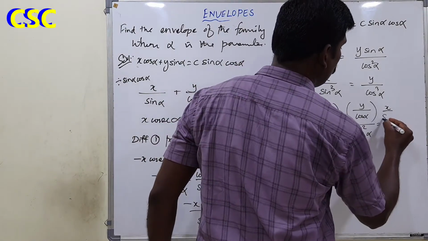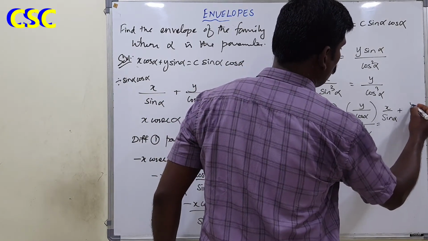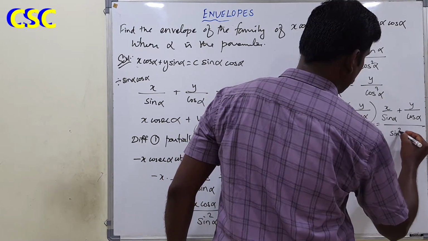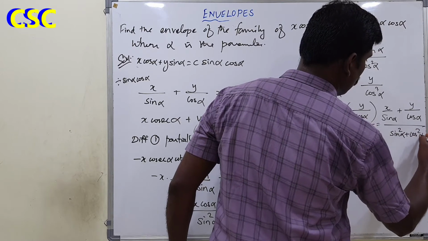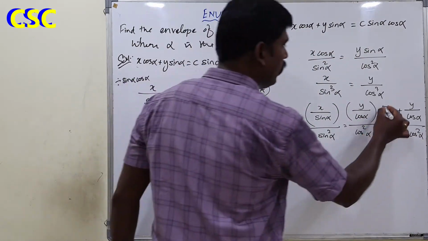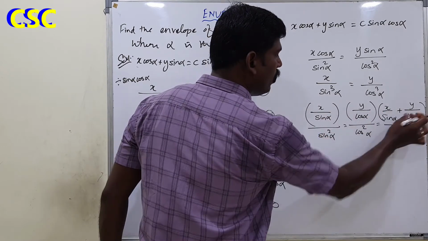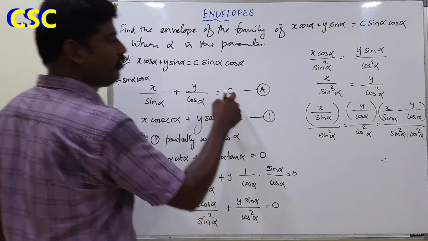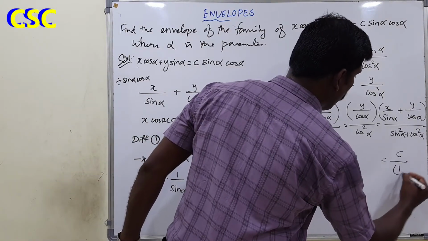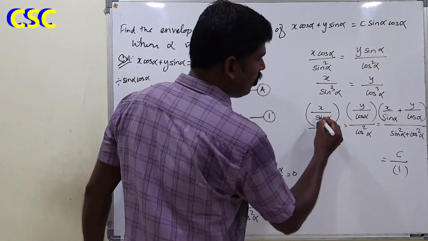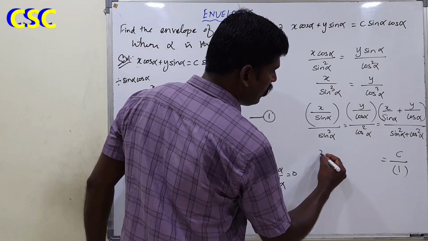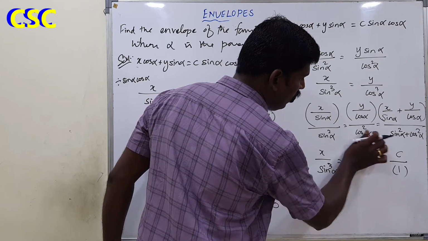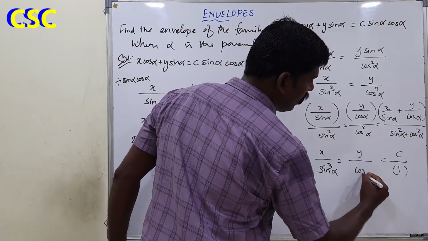X by sin alpha plus y by cos alpha by sin square alpha plus cos square alpha. By the componendo and dividendo method, I am adding both of the numerators with both of the denominators. That's all. The value of x by sin alpha plus y by cos alpha is c by 1. So this can again be rewritten as x by sin cube alpha equal to y by cos cube alpha.